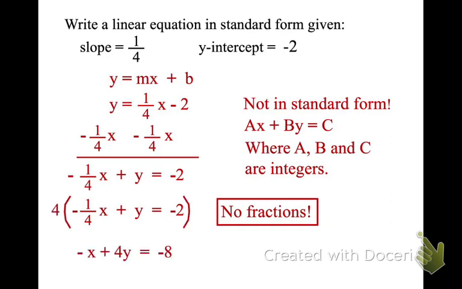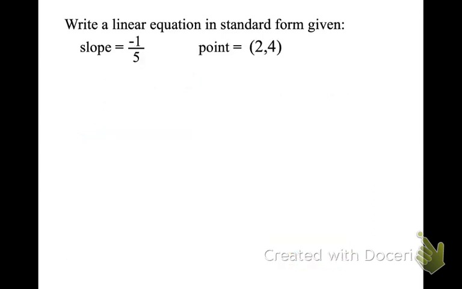Okay? If you had done +4, you would have gotten x minus 4y equals 8. But either one will work, 4 or -4. I just don't like that negative to start my sentence. Okay, so we started with a slope and a y-intercept. Now we're given a slope and a point in standard form.